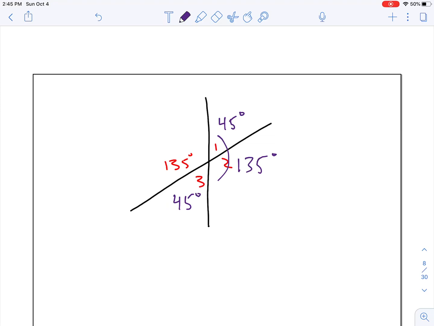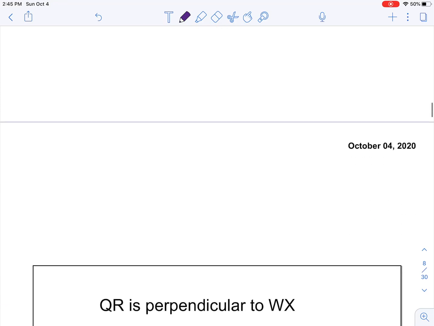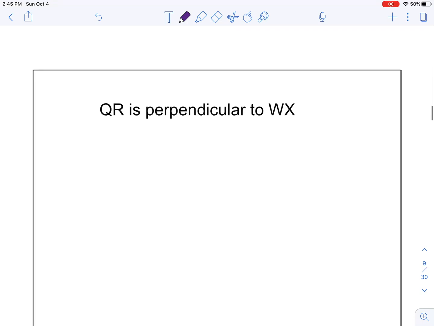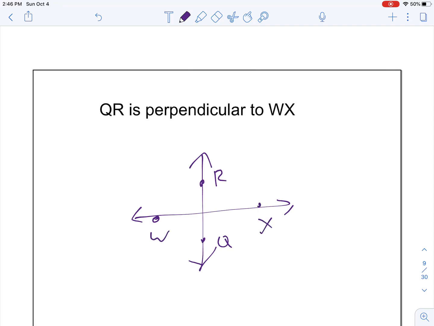The last two problems deal with sketching a diagram. The first one says they want you to sketch QR being perpendicular to WX. So there's my line QR. To be perpendicular to it, there's my line WX. To make them perpendicular, you have to put the little right angle marking. That marking is going to have to be there.